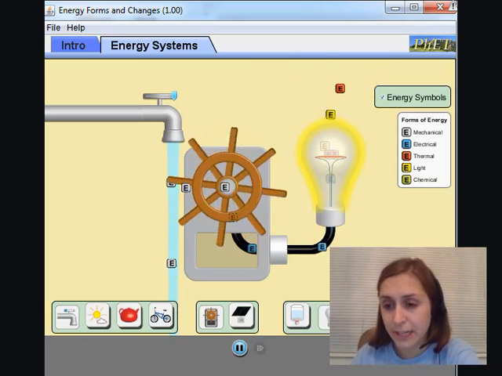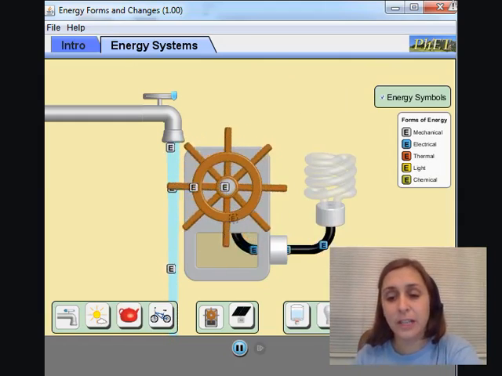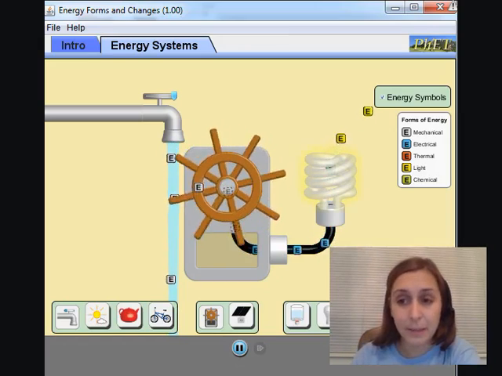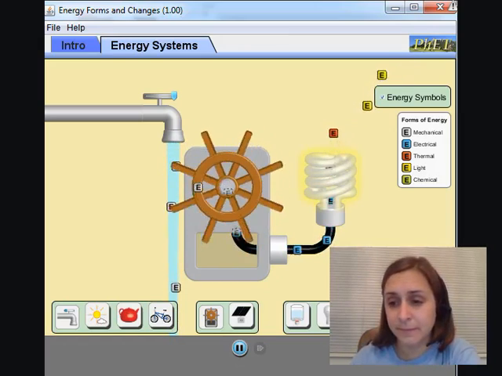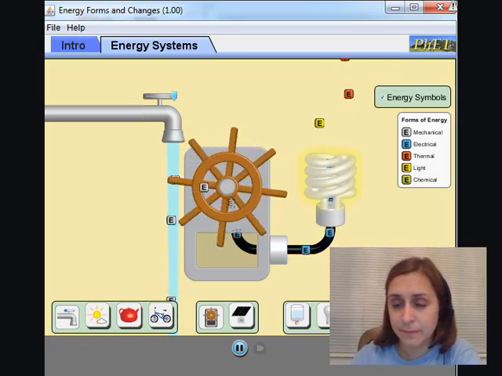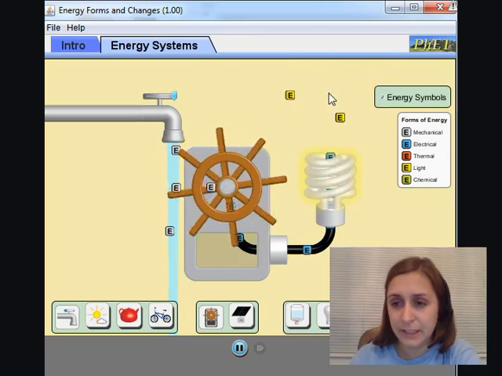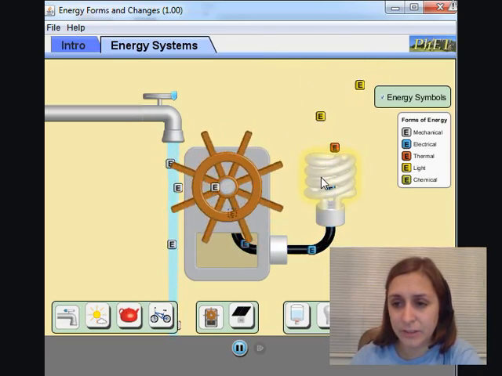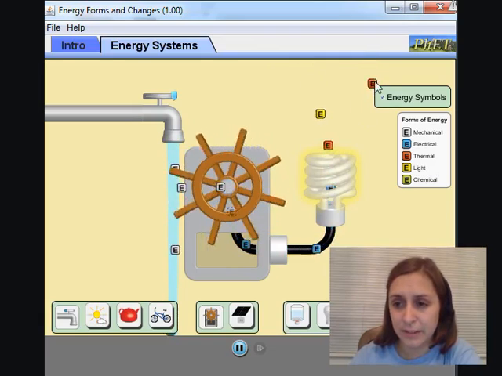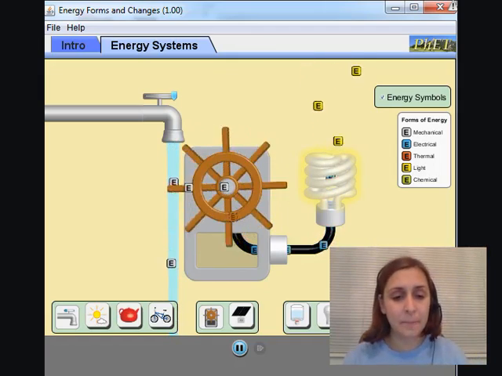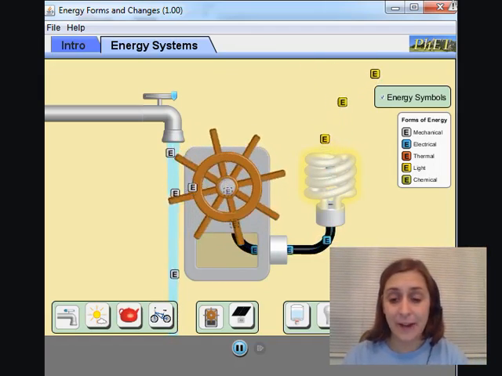You can also try the spiral light bulb. These are called compact fluorescent light bulbs, and they are becoming more and more common. As you can see, they also produce light energy and the occasional little unit of thermal energy. Okay, that's basically how the lab works.